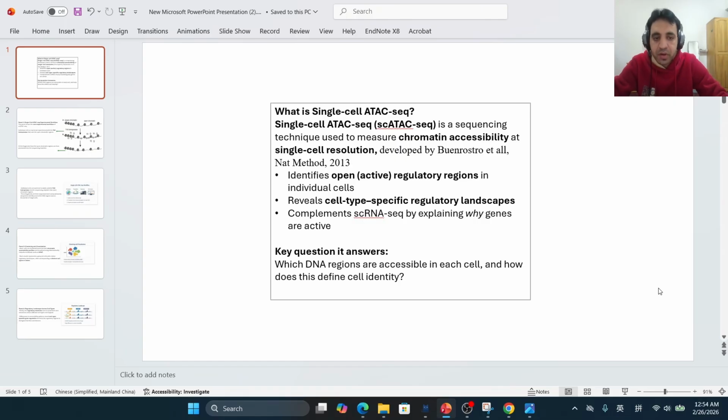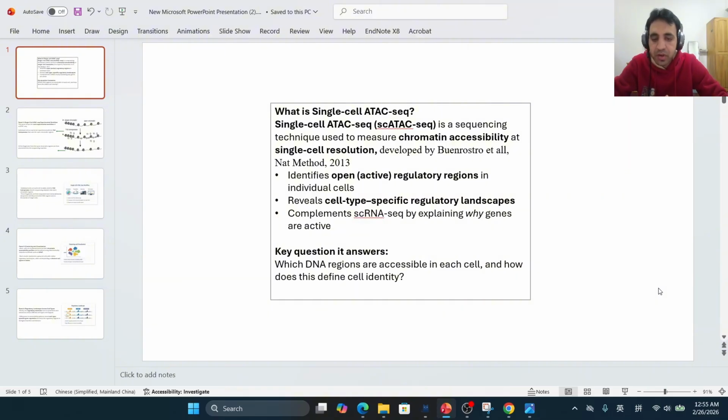Single-cell ATAC-Seq data analysis is a sequencing technique used to measure chromatin accessibility at single-cell resolution. It was developed by Buenrostro et al., and the paper was published in Nature Methods in 2013.